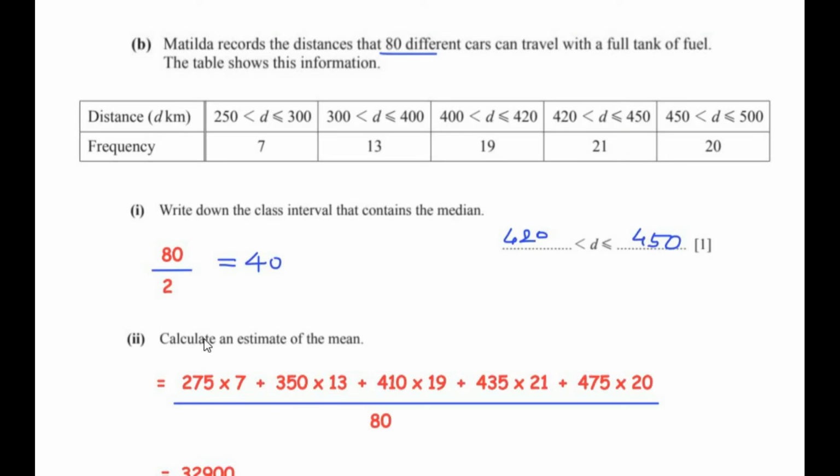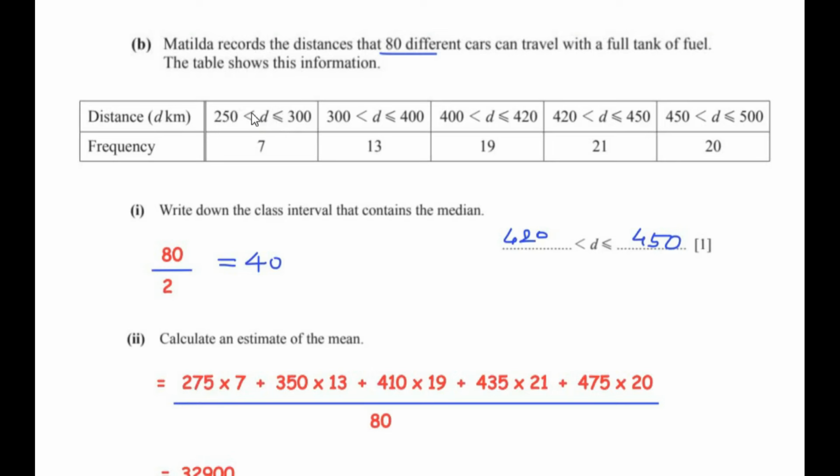Now second question, calculate an estimate of the mean. Now to find out the mean, we have to find out the midpoint of each of the class intervals and multiply that midpoint with its respective frequency. So for this class interval, the midpoint is 275. To find the midpoint, you can add the upper limit with the lower limit and divide it by 2. That is 300 plus 250 divided by 2. It will give you 275.